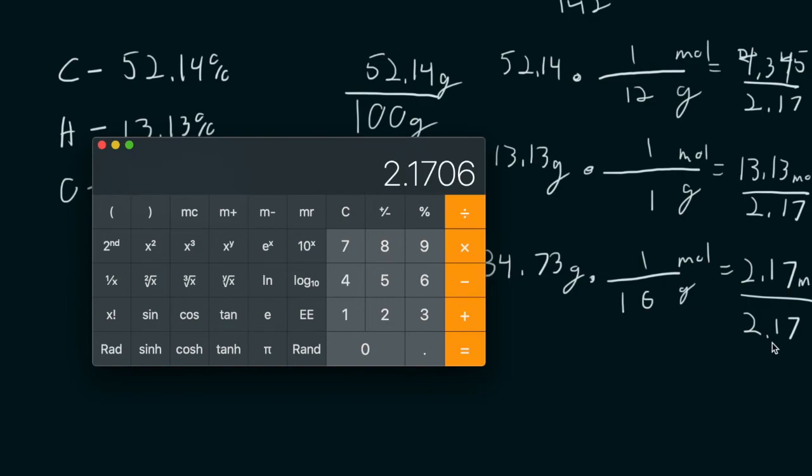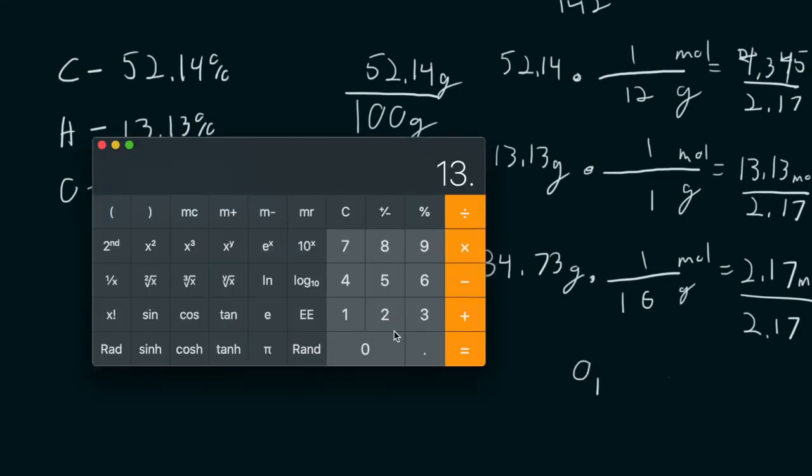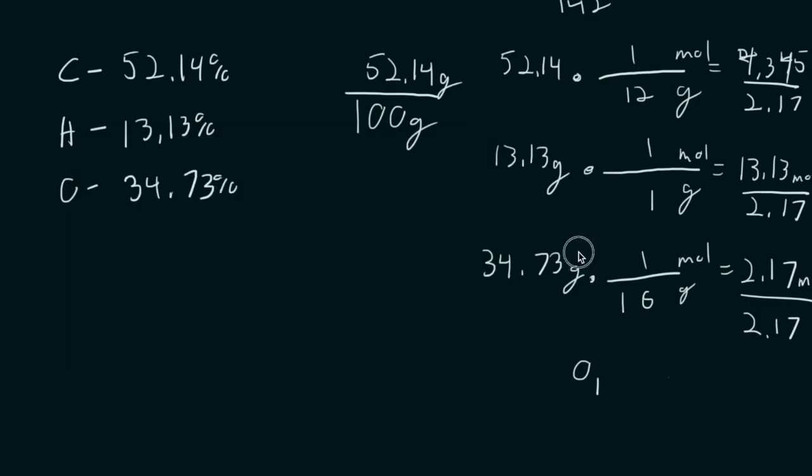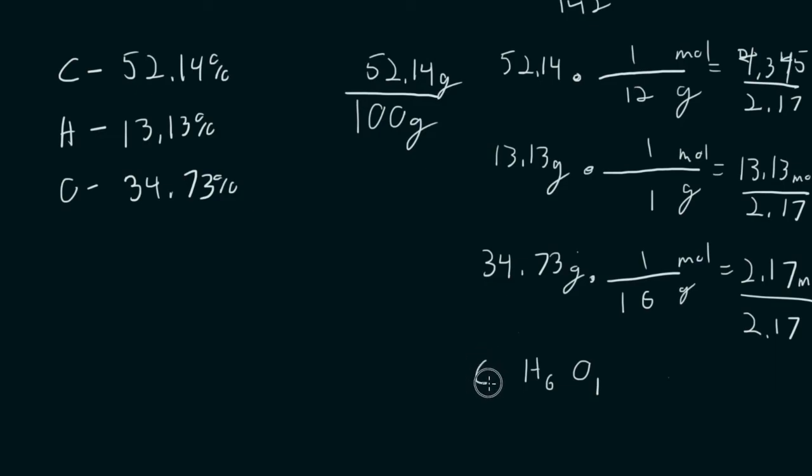So let's take 2.17 divided by 2.17. Well, that's going to be 1. So oxygen is going to be 1. Hydrogen, we're going to take 13.13 divided by 2.17. That'll give us about 6. Great. And now for the carbon, we're going to take 4.345 divided by 2.17. That gives us 2. So our empirical formula is C2H6O1.